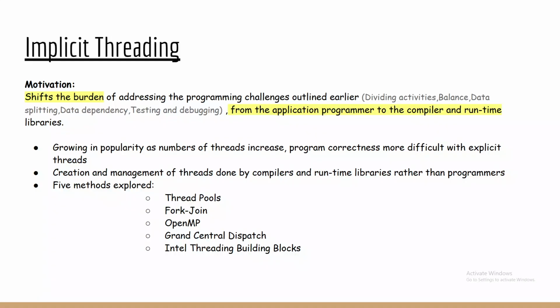So, what is implicit threading? The main idea behind implicit threading is to shift the burden of thread creation and management from the application programmer to the compilers and runtime libraries. Instead of writing code to create, manage, and join threads, the programmer simply defines tasks, usually written as functions, that can run in parallel. The library then handles all the low-level details of how many threads to create, how to assign tasks to them, and how to manage their life cycles.